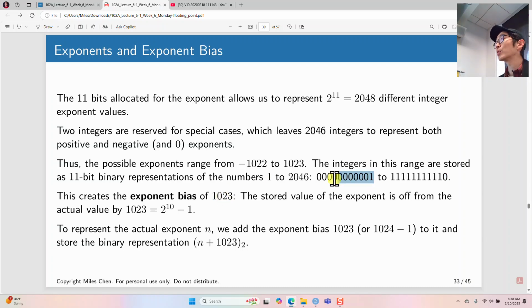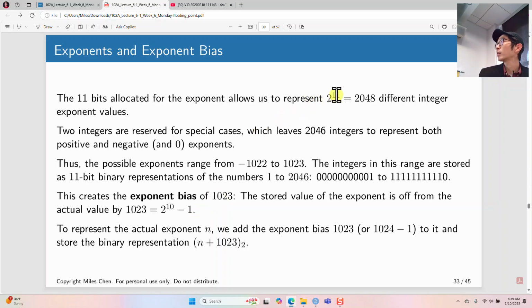And then this number, which represents the number 1, we subtract that bias of 1023, and this represents the number negative 1022. Okay, so we're taking this range 1 through 2046, and we're just going to slide the whole thing down 1023 values so that we can represent negative values and positive values with our exponent. Okay, and so the exponent bias has a value of 1023.